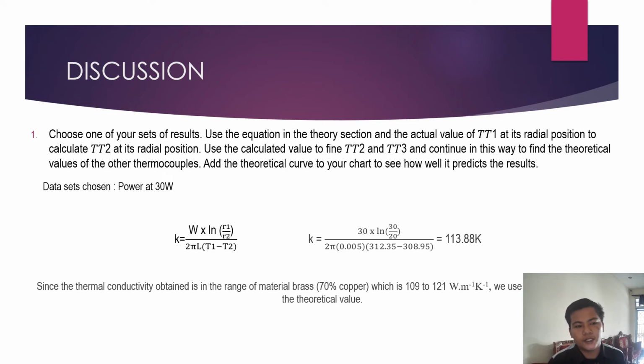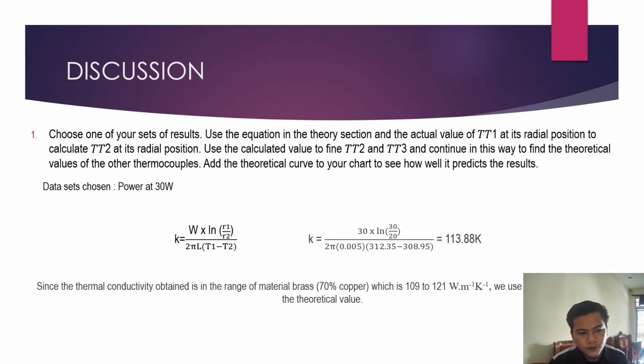I will continue to the discussion question. Question 1 is choose one of your set of results. Use the equation in the theory section and the actual value for T1 at its radial position. Calculate T2 at its radial position. Use the calculated value to find T3 and continue in this way to find the theoretical value for other thermocouples. Add the theoretical curve to your chart to see how it predicts the result.